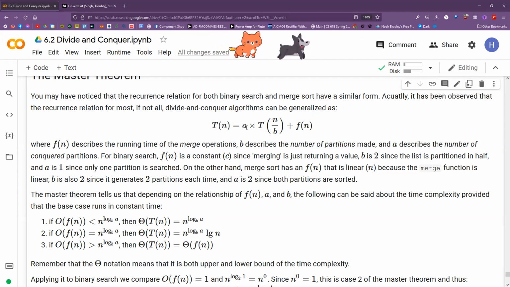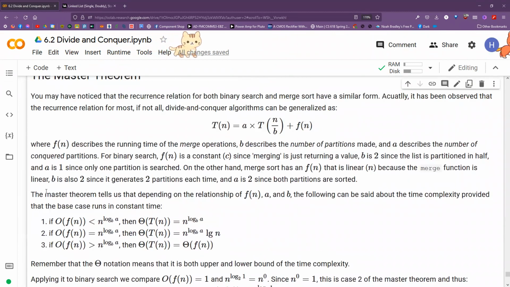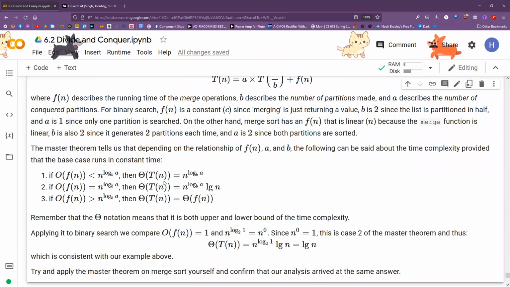So yan, depending on these coefficients, A, B, at saka f of n, the master theorem tells us that the following can be said about the time complexity of our divide and conquer algorithms, assuming that yung base case natin ay constant yung running time. So, which is most divide and conquer algorithms naman. So, usually yung base case has a trivial na solution.